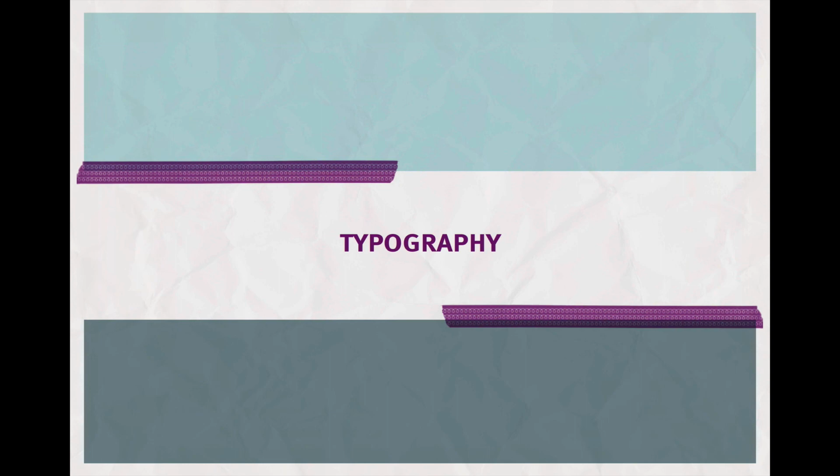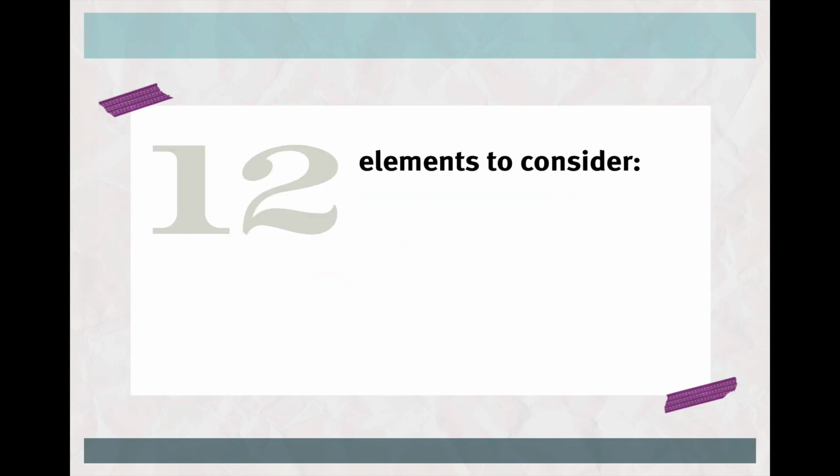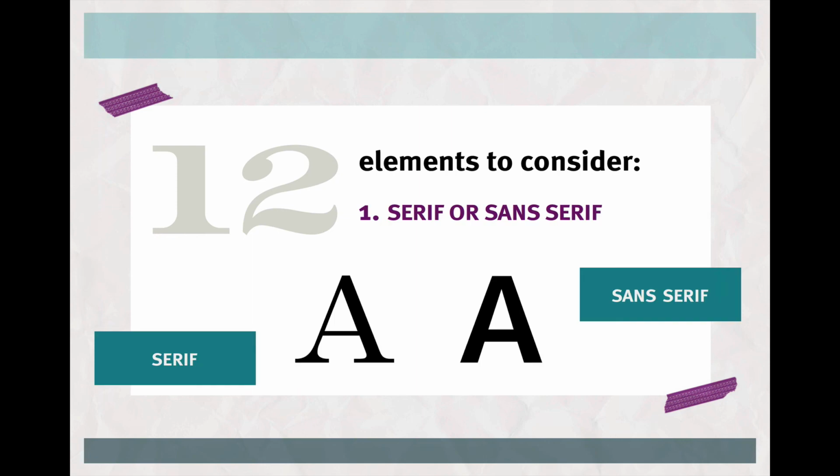Now let's talk about typography. It's hard to believe, but there is more to creating professional looking materials than simply picking the right typefaces. Here's 12 elements to consider. The first is, should I use serif or sans serif? When you're using serif type, which is over on the left-hand side, that would be great for headlines that are on screen or printed materials.